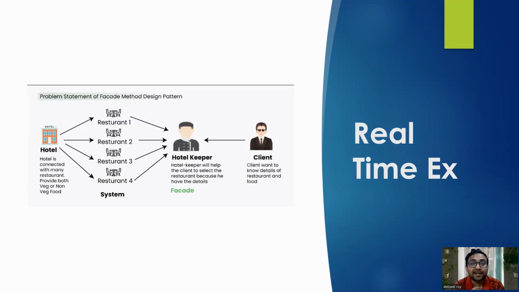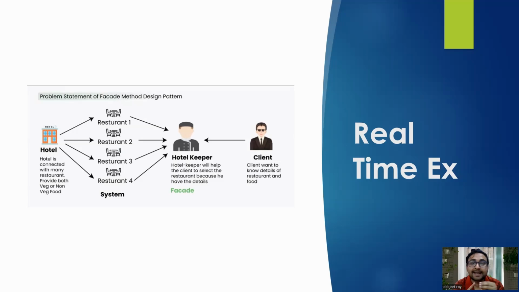Okay, so this hotel keeper will be an interface where the client will be interacting. Then there is one menu. That menu can be an abstract class or it can be a normal class as well. Within that there will be veg restaurant or non-veg restaurant, which needs to be connected together.